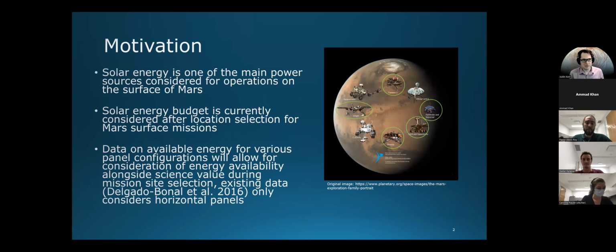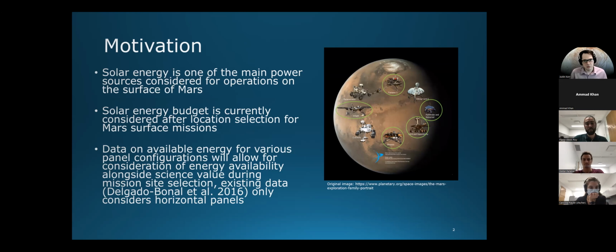So why look at solar panel efficiency on Mars? Well, currently we consider solar energy to be one of the main power sources for operations on the Martian surface. As you can see here, I've shown a little graphic of some different Mars surface missions with the ones using solar panels circled. The other option, of course, would be nuclear-powered RTGs. However, there is a lot of difficulty with those with the availability of the isotopes, and especially for small-scale missions, say if you wanted to put weather stations across Mars, solar power is much more feasible.